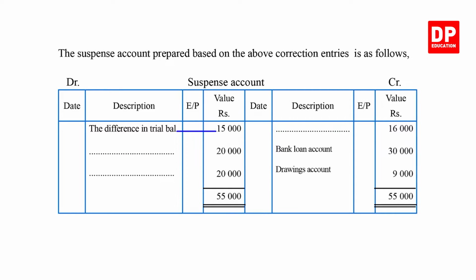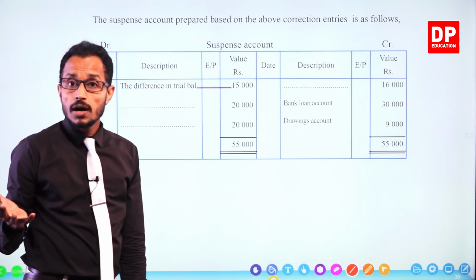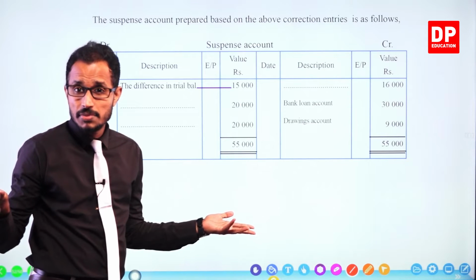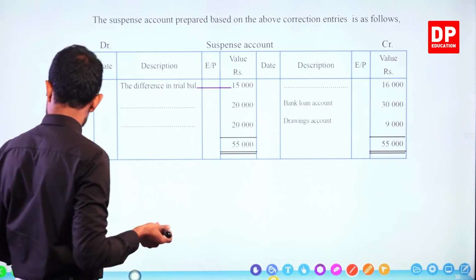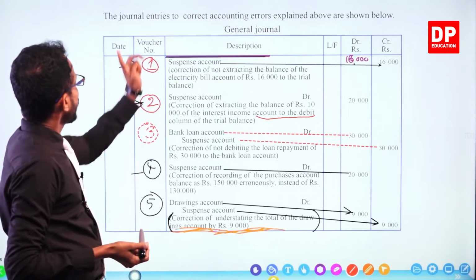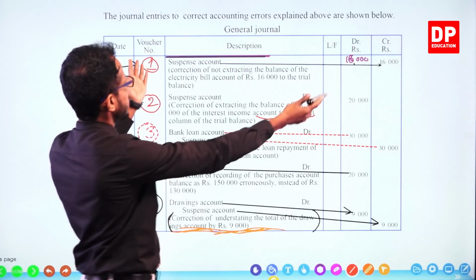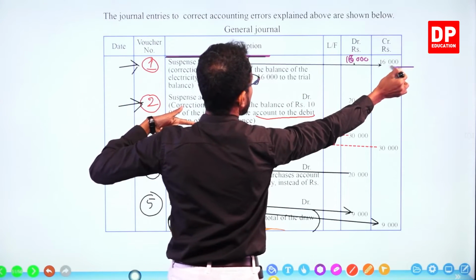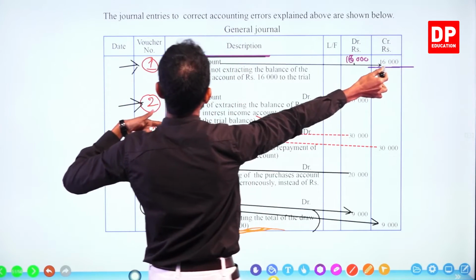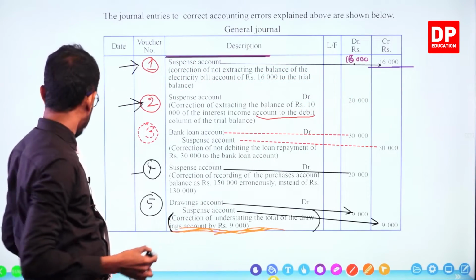It is here. See the opening balance, or the difference in the trial balance, 15,000. Now let's see how the suspense account can be ruled out. See, the very first entry goes to the suspense account. It's 16,000 on the credit side. So what we do, we must enter this 16,000 to the suspense account credit side.